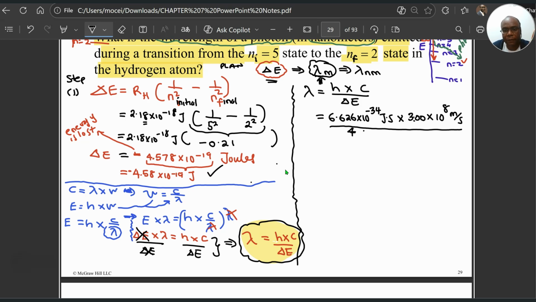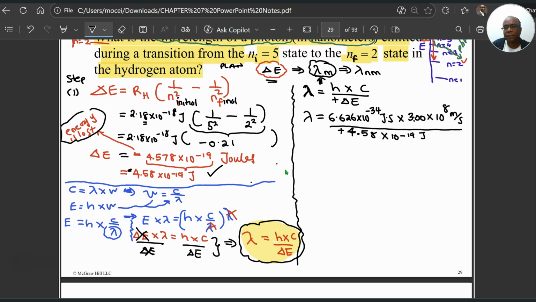negative 4.58. Now, wavelength cannot be negative. It has to be a positive number. So we are just going to use the positive value of the energy change. We know the answer was negative, but that negative just tells us that energy was lost. To find our wavelength, ignore the sign. So we'll take positive 4.58 times 10 to the power negative 19, because wavelength can never be negative. If you put negative here, our wavelength will end up being negative. We don't want that.